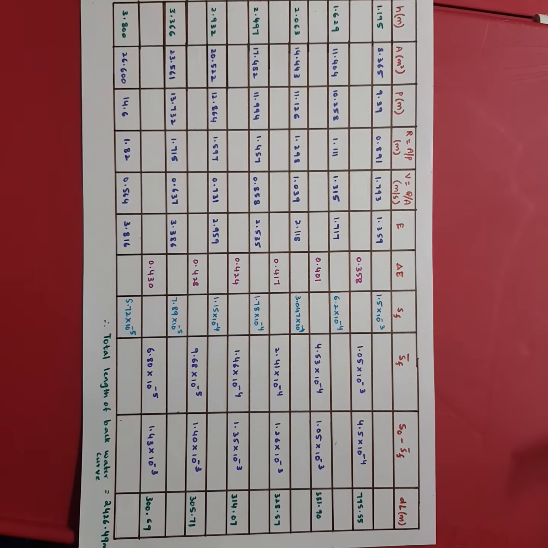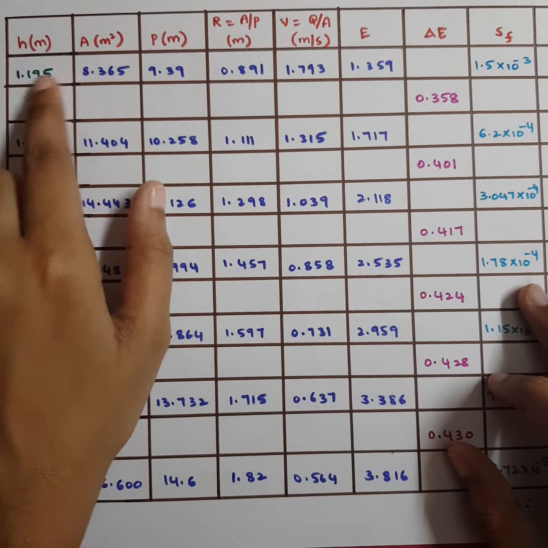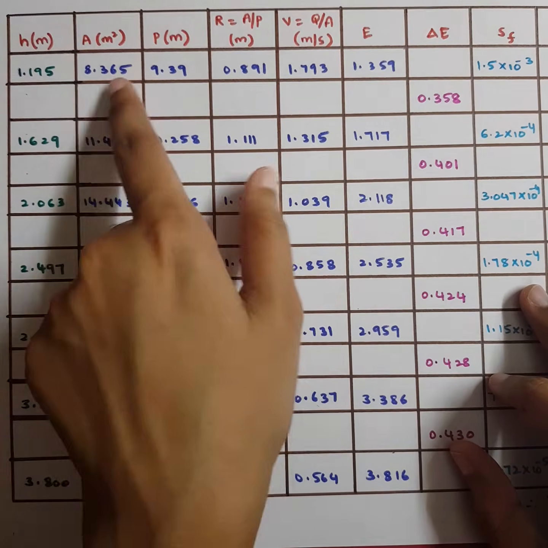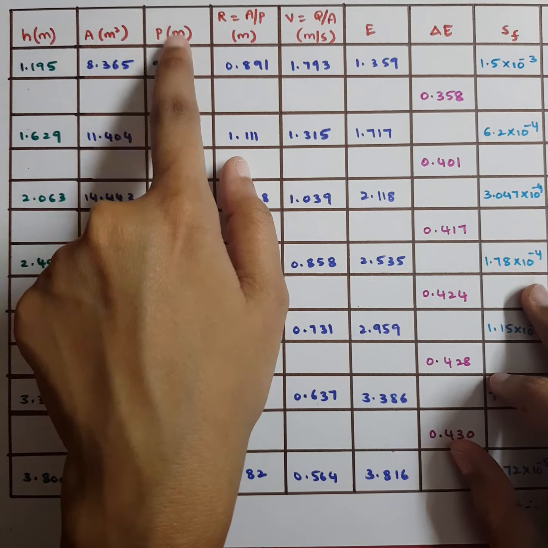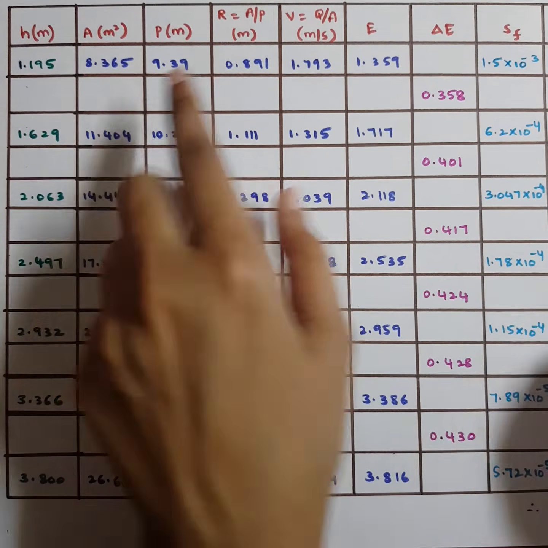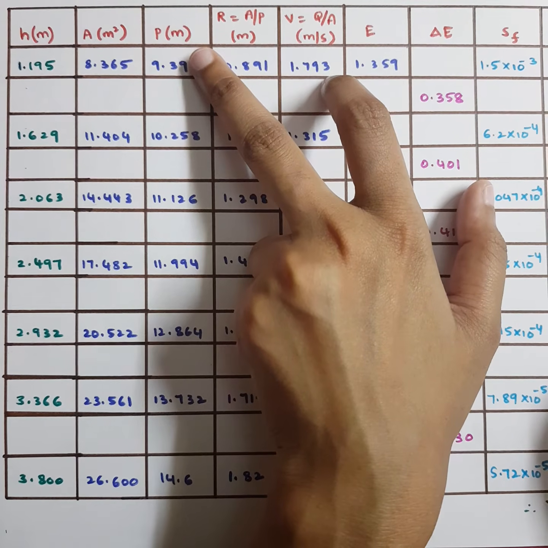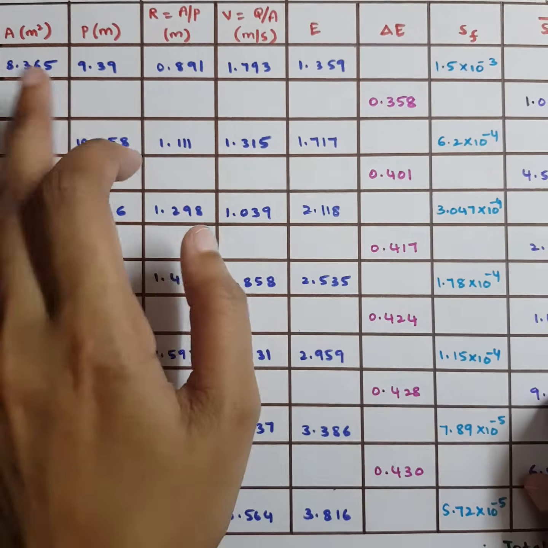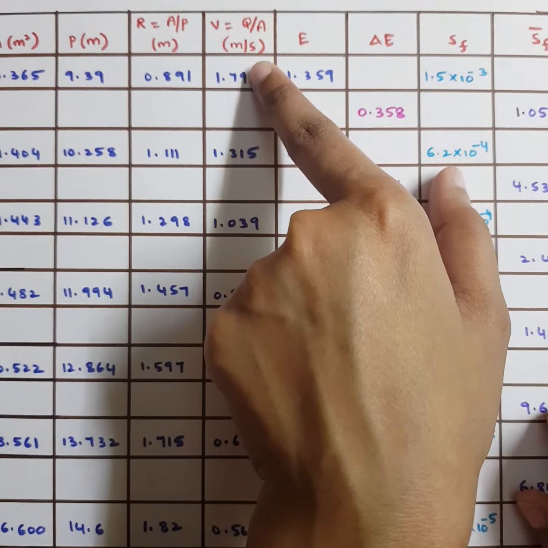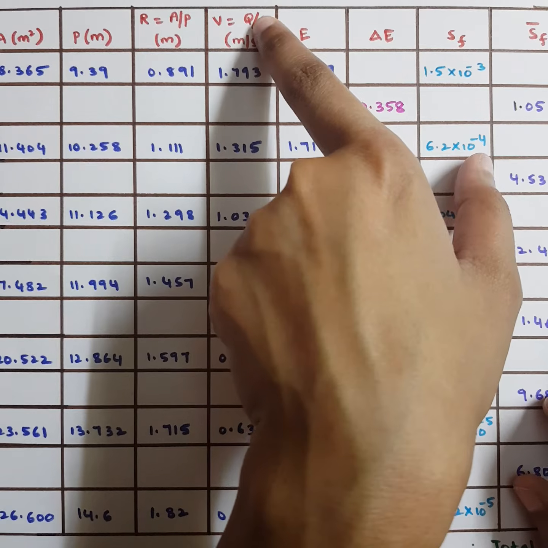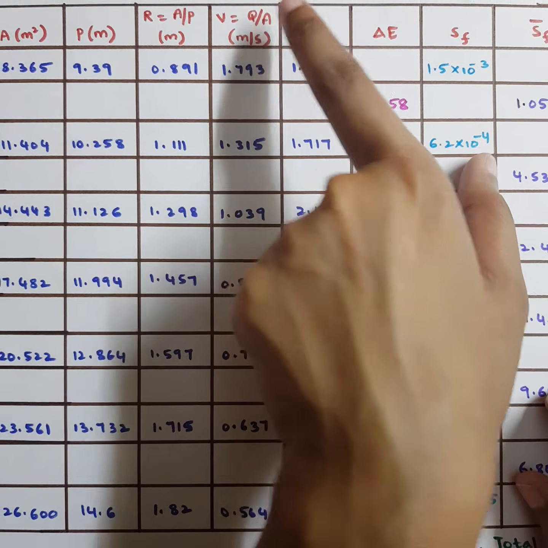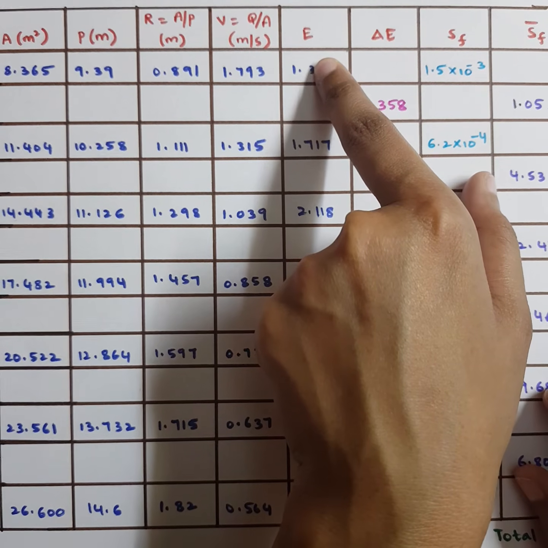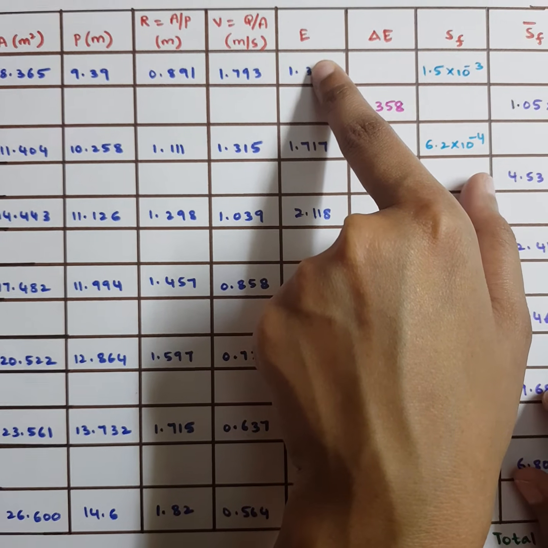Just observe the tabular column. The first column is H in meters, which is nothing but the intervals which we are taking. The second column is A in meter square, with the formula B into H. The third column is wetted perimeter, which is B plus 2H. Next is hydraulic radius, which is A by P, the second column divided by the third column. Next we have velocity, which is Q by A. The Q value is already given in the question as 15 meter cube per second, and you divide by the area from the second column. Then E, the specific energy, is given by the formula H plus V square by 2G.